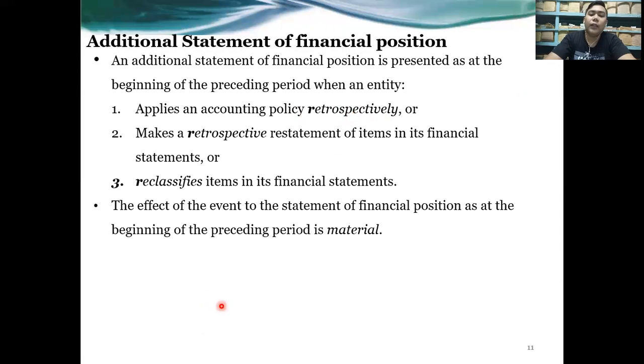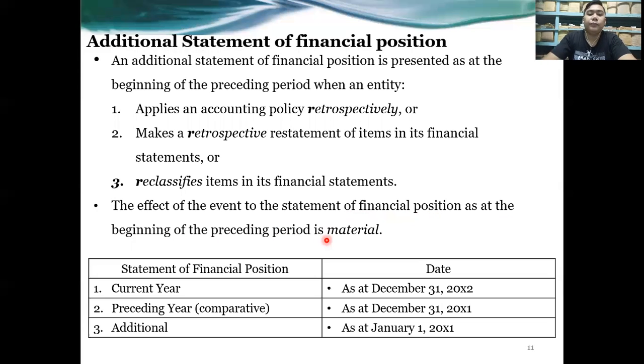Okay, so the effect of the event in the statement of financial position as the beginning of the preceding period is material. Okay. So, ang ginamin sining additional statement of financial position, ito. Okay, kung ga-present ikaw sa additional statement of financial position, kinanglan, tatlo yung mo i-prepare. Ang current year, okay, ang preceding year, ang last year, kagang additional, which is ang change nga matabo sa aton nga financial position o sa aton nga balance sheet.